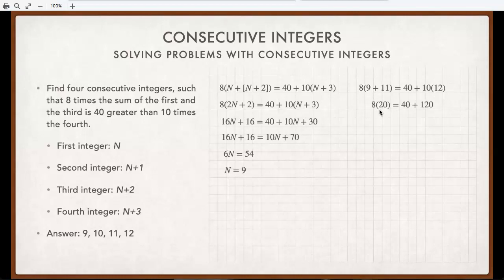9 plus 11 is 20. 10 times 12 is 120. 8 times 20 equals 40 plus 120. 160 equals 160. That's correct.